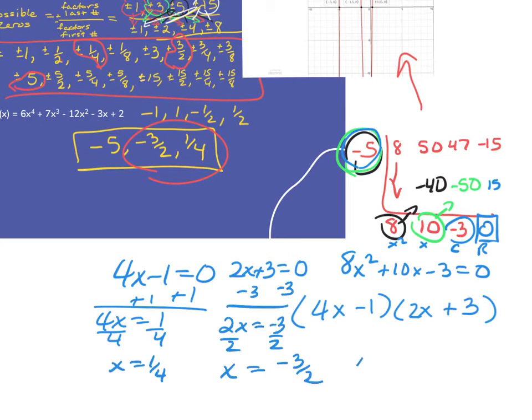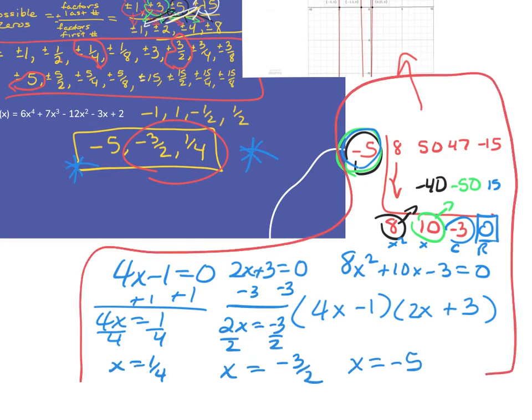Don't forget about the first answer that you did your synthetic division with. These are your three zeros for this answer. Everybody good? Let's try the next one. So even though Desmos gave us all of these, I want to see this work in order to give you full credit for the WebAssign homework. Let's try number 5.